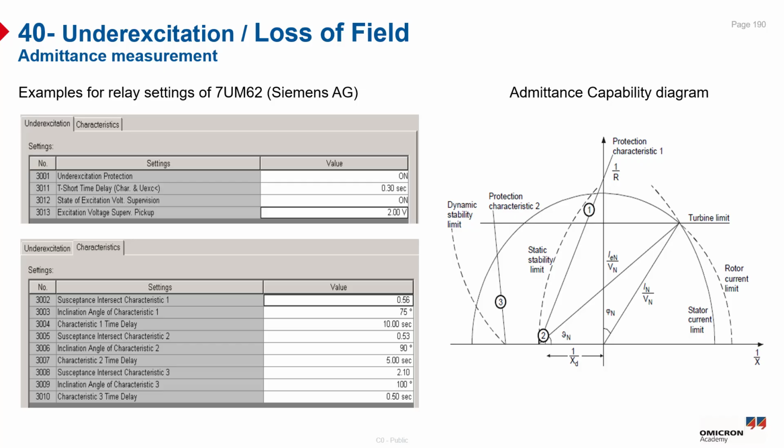So you can see here an example of the relay parameter setting of the Siemens 7UM62. Here is the under excitation protection, which is set to on. Here is a short time delay, which equals 0.3 second, and the start of excitation voltage supervision is enabled, and the backup of this voltage supervision is set to 2 volt. And you can see here characteristic 1, 2 and 3 in terms of the angles and time delay. So we have 3 time delays: 10 seconds for characteristic 1, 5 seconds for characteristic 2, and 0.5 seconds for characteristic 3.